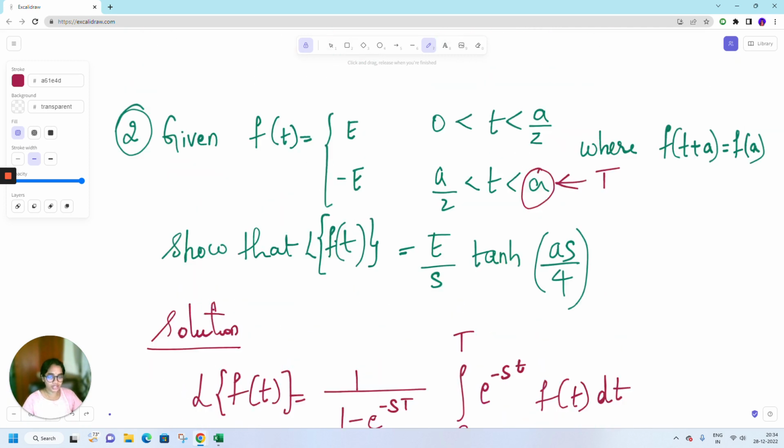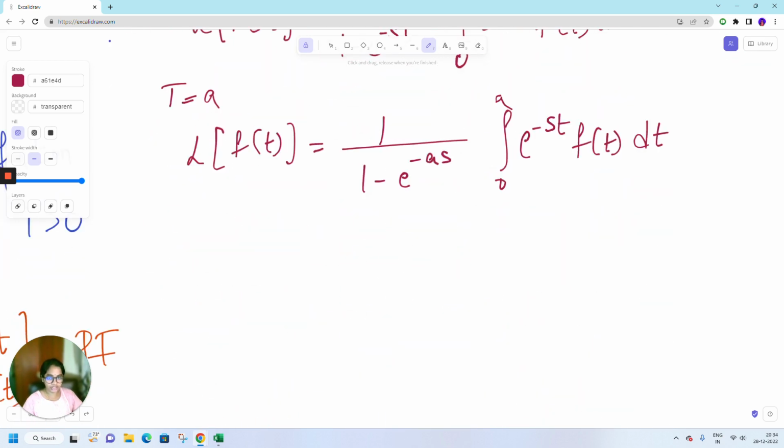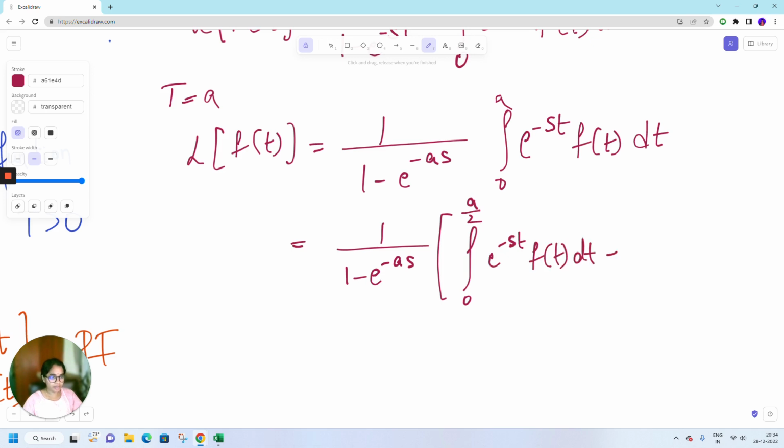Okay, so as you can see, in the previous problem we just had one limit, that is from 0 to 2, but here we have two limits, that is from 0 to a by 2 and a by 2 to a. So what should I do? I would write two integrals with summation, correct? That is 1 by 1 minus e power minus as, into 0 to a by 2 e power minus st f of t dt, plus a by 2 to a.